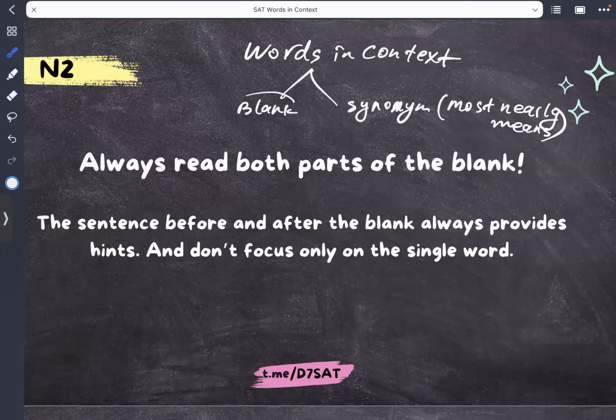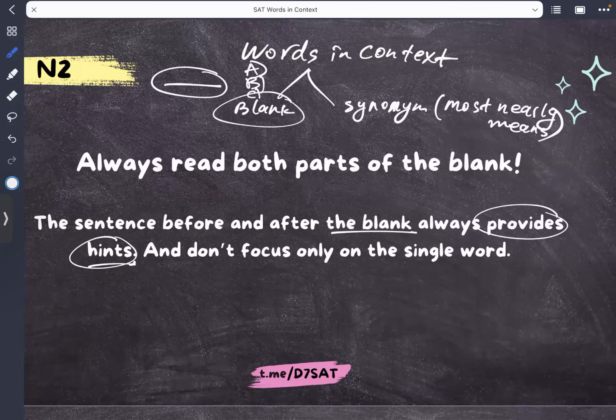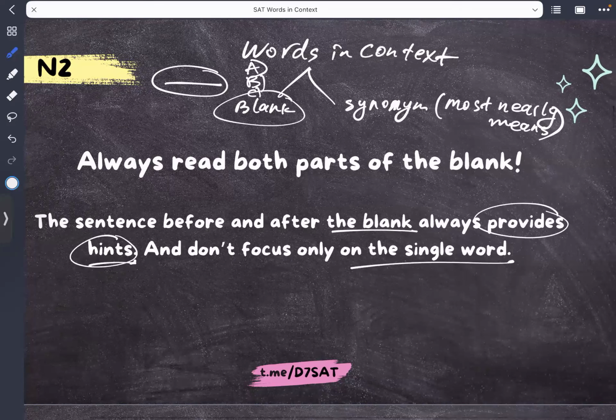Right now we are focusing on the blank part. Similar to inference or transition questions, there might be a blank part and four options are given. Based on the logic of the text and the context of the passage, you should find the best and most related option. Always read both parts of the blank. The sentence before and after the blank always provides hints. Focus on this part, and don't focus only on the single word.